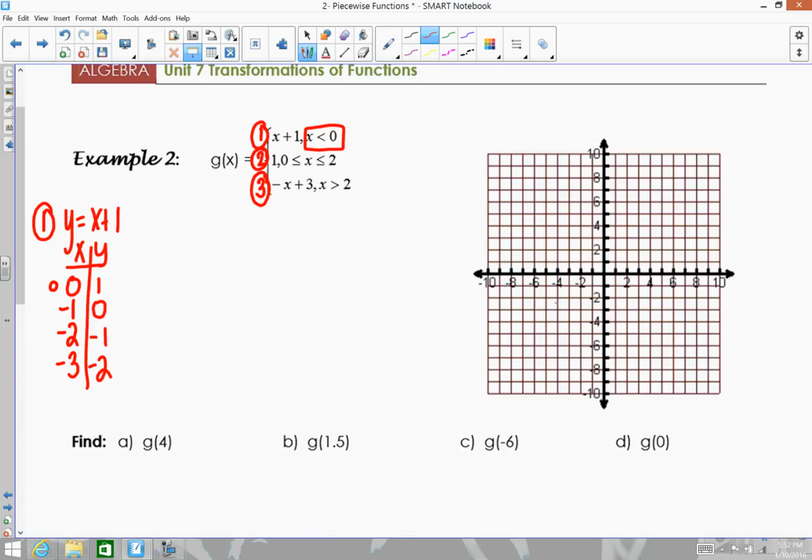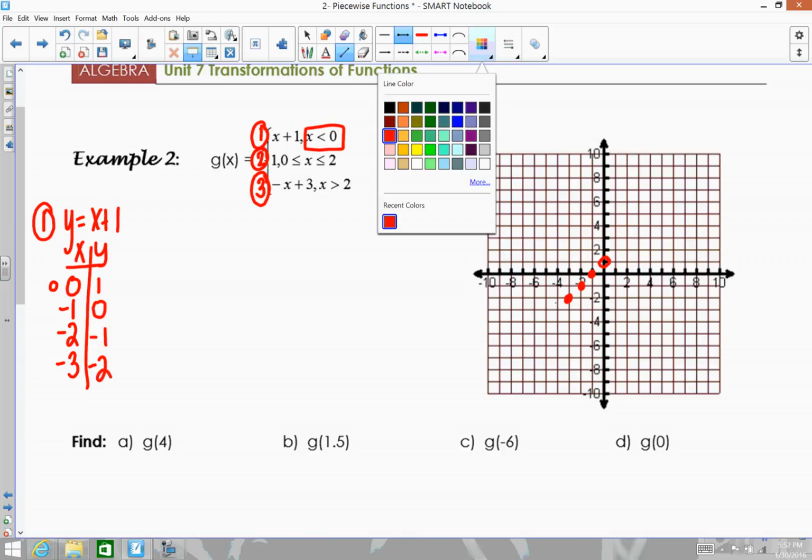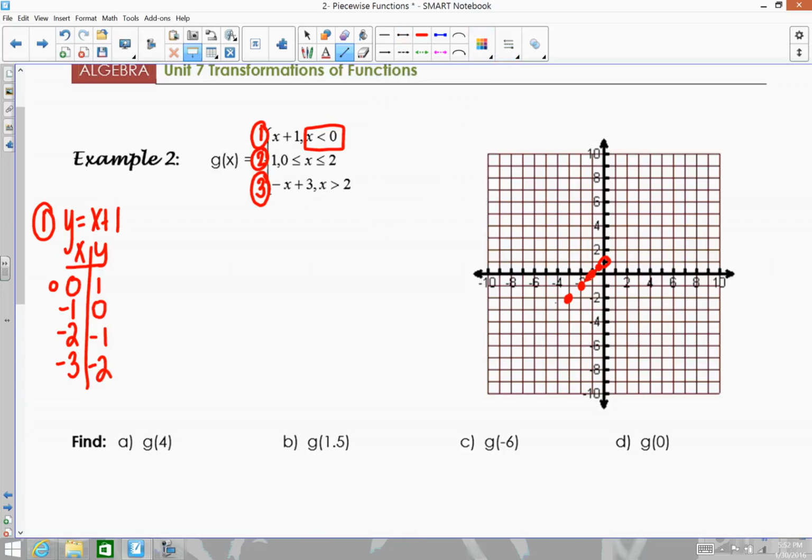So go ahead and plot those. So 0, 1, it's going to be an open circle. -1, 0, solid. -2, -1. -3, -2. You could plot more points, but at this point you should know that your graph is going to keep on going to the left. So I'm going to connect going to the left with an arrow.